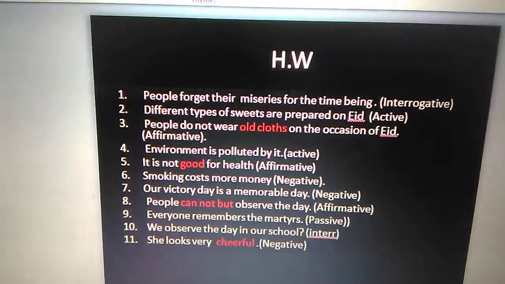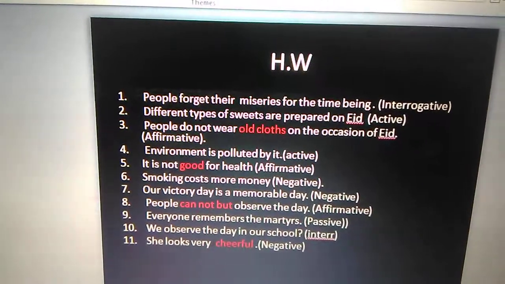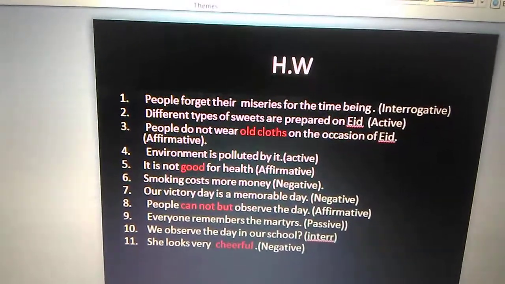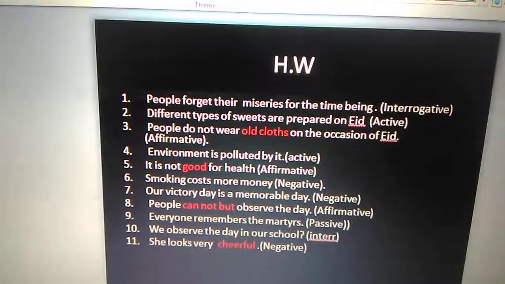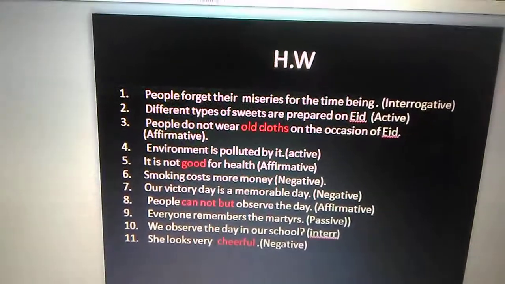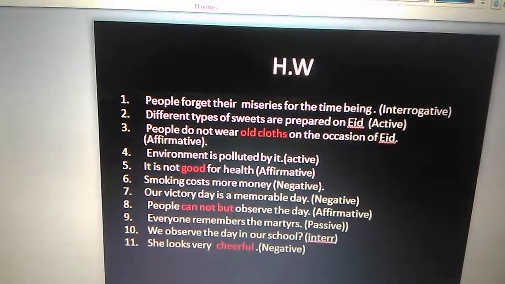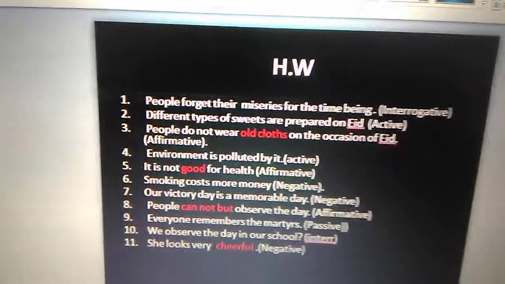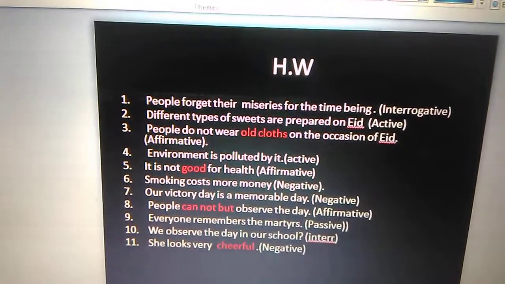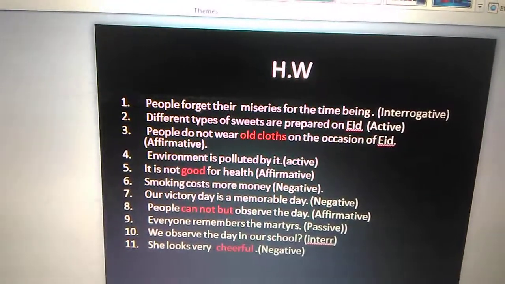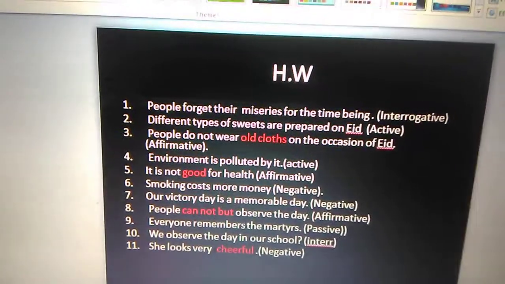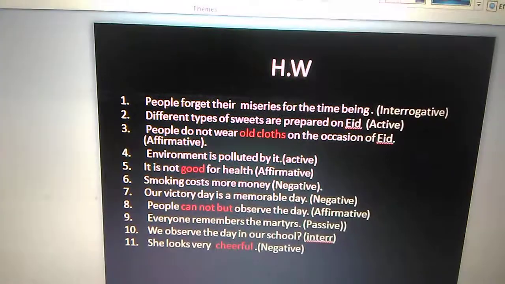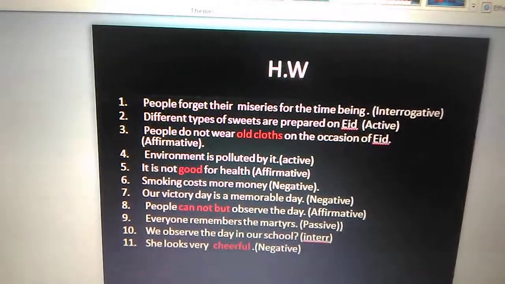Smoking costs more money. Negative. More money will be replaced. More will be replaced by a negative word. Our big day is a memorable day. Negative. Memorable will be replaced by the negative word. People cannot but observe the day. You know the rules of the cannot but. Like this one, men cannot but die. Cannot but replaced by must.